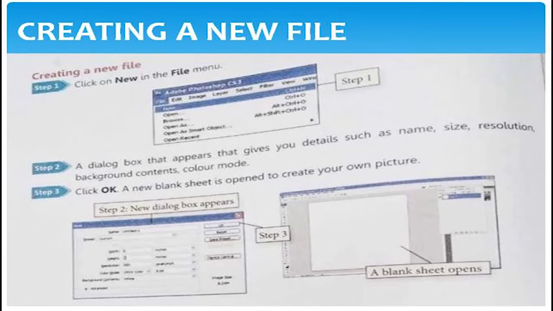Next one is creating a new file. After opening Photoshop, how to create a new file? Look here. Step 1, go to the File menu and click on the New option. A dialog box appears that gives the details such as name, size, resolution, background contents and color mode, and click OK. A blank sheet opens to create your own picture. So in this way we can create a new file.